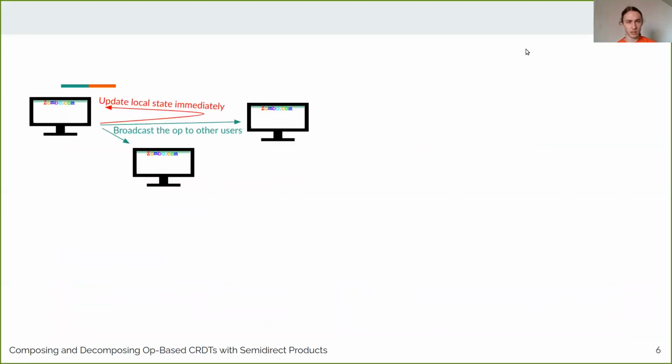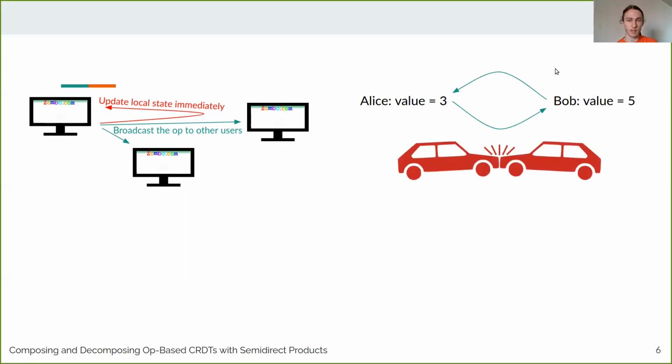So to explain our construction, I first want to give a bit more background on how CRDTs work. So we call our system model: when one user updates the state, they update their local state immediately, and also broadcast the operation to other users in the background. So the problem can come if you have conflicting operations. For instance, let's say Alice and Bob share an integer, and Alice sets the value to 3, while at the same time Bob sets the value to 5. So then later they'll sync up with each other and they see that they have a conflict. So they have to decide what to do in order to get the same answer.